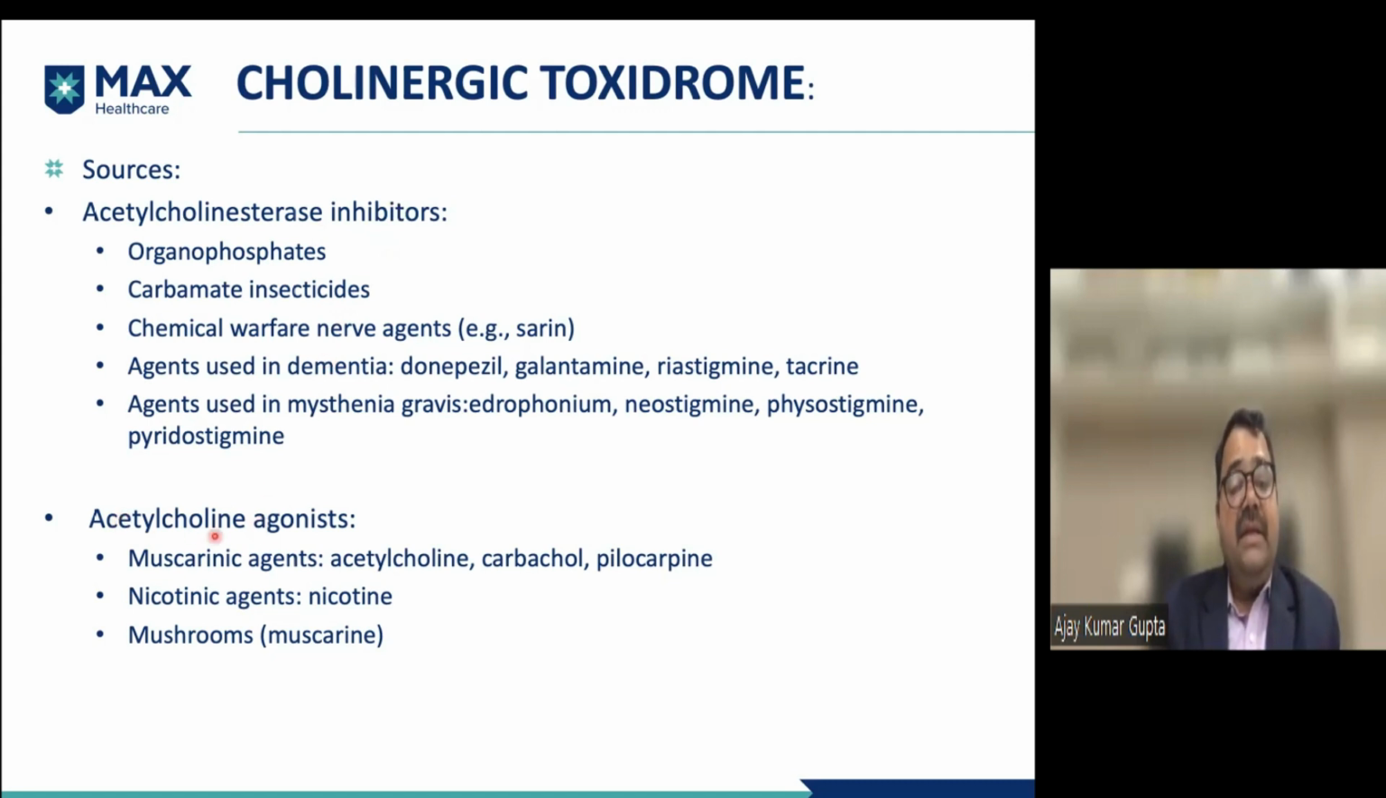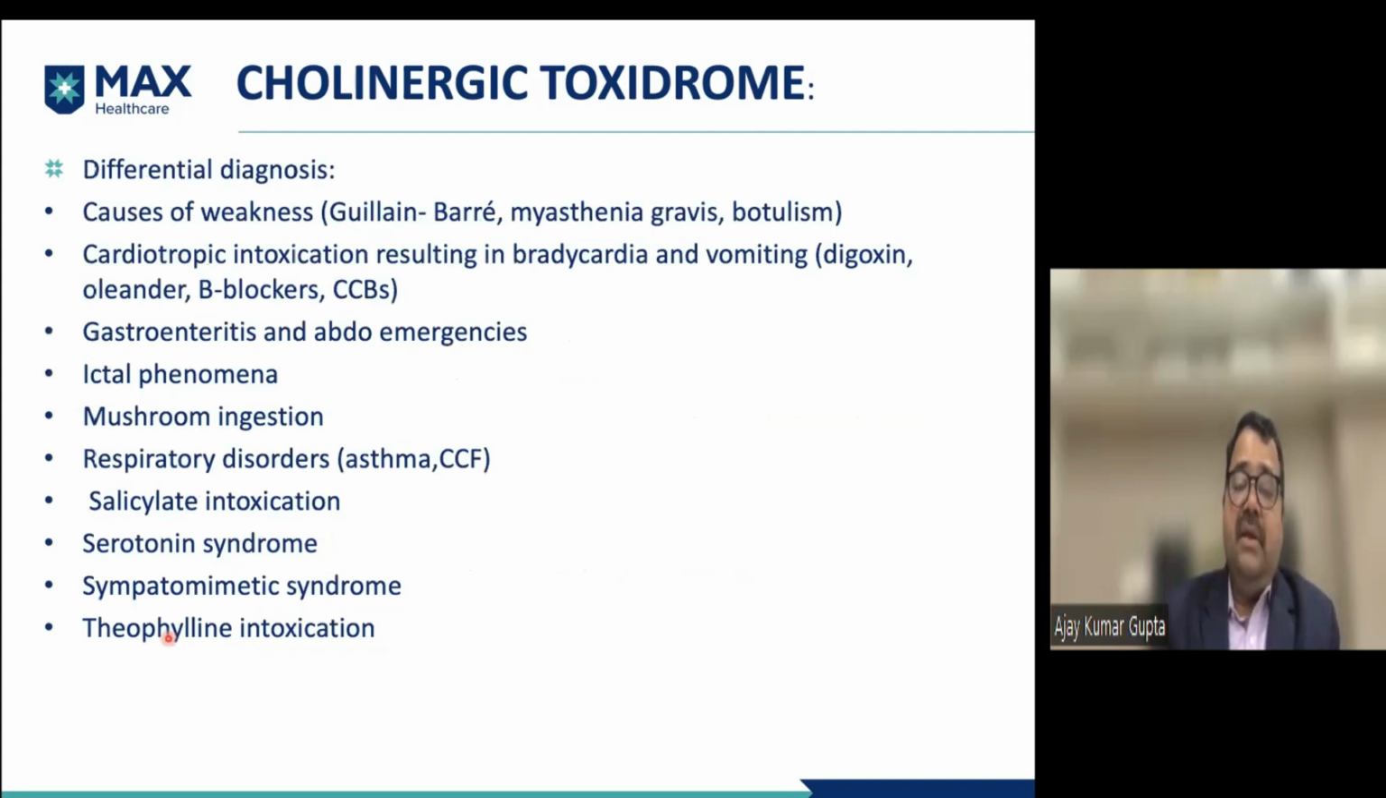Then we have the acetylcholine agonists, which include the muscarinic agents like acetylcholine, carbachol, and pilocarpine, and the nicotinic agents like nicotine, and also some mushrooms which have the muscarinic action. And then we come to the differential diagnosis, because we have a varied number of presentations, and there are some syndromes which also mimic this cholinergic toxidrome. Like if we talk about the causes of weakness, then we have Guillain-Barré, myasthenia gravis, botulism, and the cardiotropic intoxication resulting in bradycardia and vomiting, like digoxin, oleander, beta blockers, and calcium channel blockers.